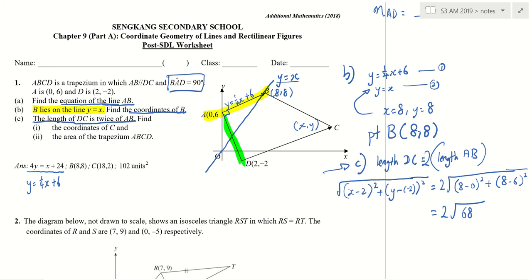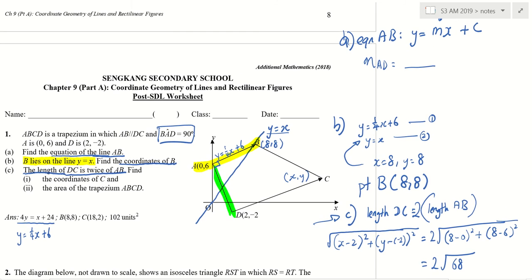First part is wrong. Which one, A or B? Because this is the gradient of AD, but they want the gradient of AB. Your number is wrong as well. It should be negative 4. You check your number again. Stop calculating mental sums. Press the calculator.